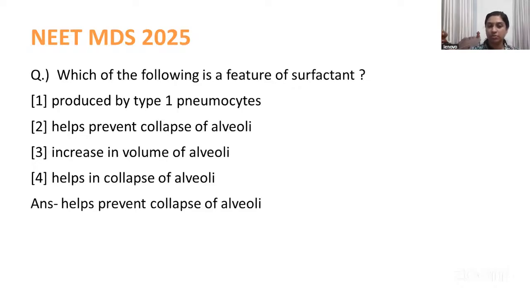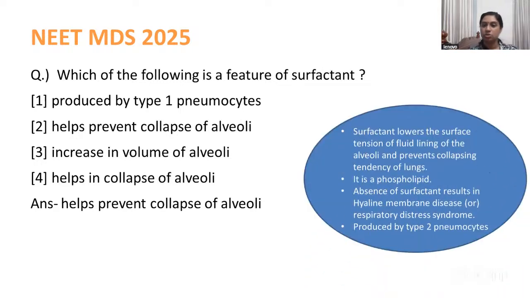Okay. They are produced by the type 2 pneumocytes. Okay. So it lowers the surface tension of the fluid lining the alveoli and prevents the collapsing tendency of the lungs by reducing the surface tension. It is a phospholipid, and usually the absence of surfactant results in hyaline membrane disease or respiratory distress syndrome. Okay, and it is usually produced by the type 2 pneumocytes.